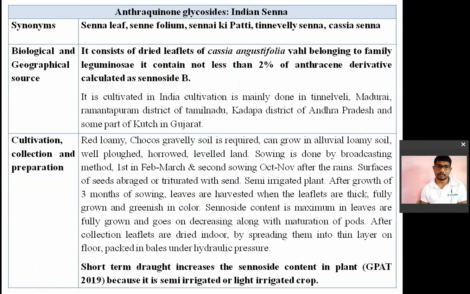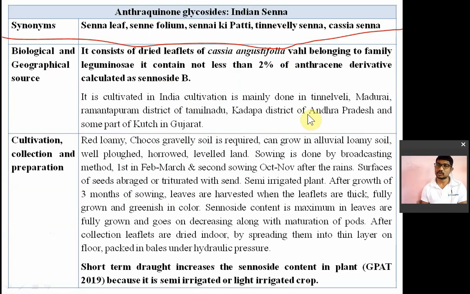So now the first drug from anthraquinone glycosides. The first drug, the first product of anthraquinone glycosides, is known as Senna. Senna is also known as Indian Senna, also known as Senna leaf, also known as Senna ki patti. Also it is known as Tinnevelly Senna or Cassia senna. So all these are synonyms for Senna.